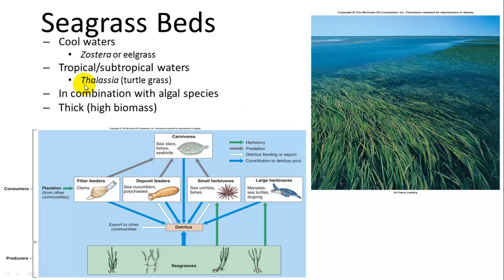In cool waters, the dominant species are Zostera or eelgrass. In tropical waters, the dominant grass is the Thalassia. They, in combination with algal species, are the primary producers, are very thick in biomass, and then provide a great substrate for lots of other organisms to live within there.